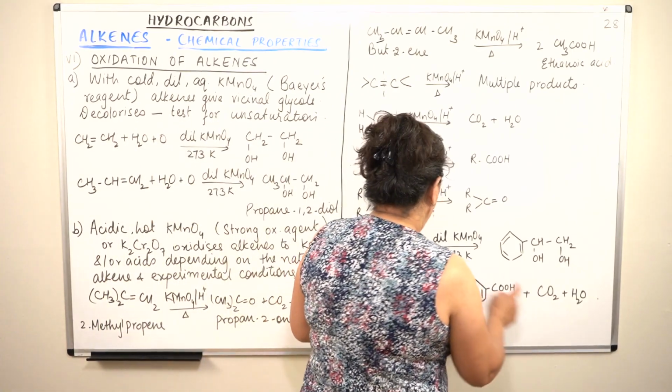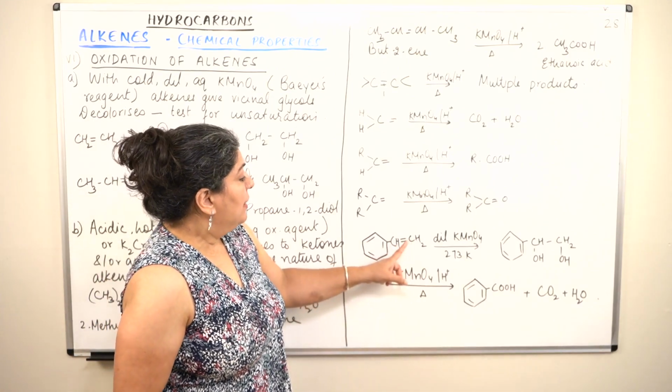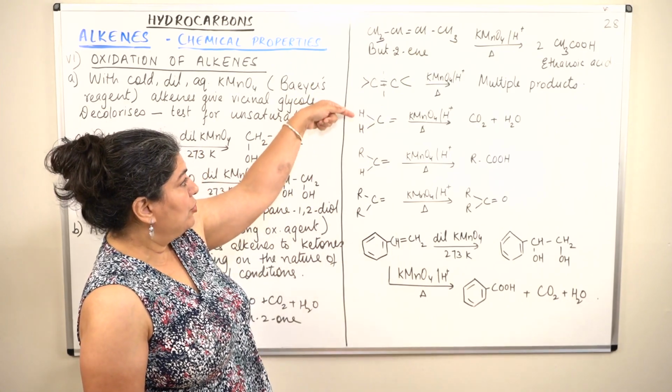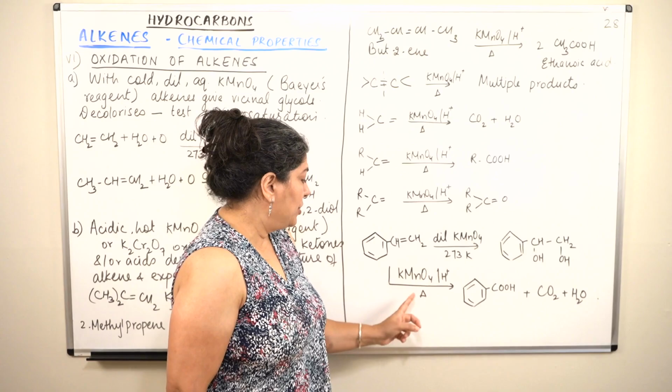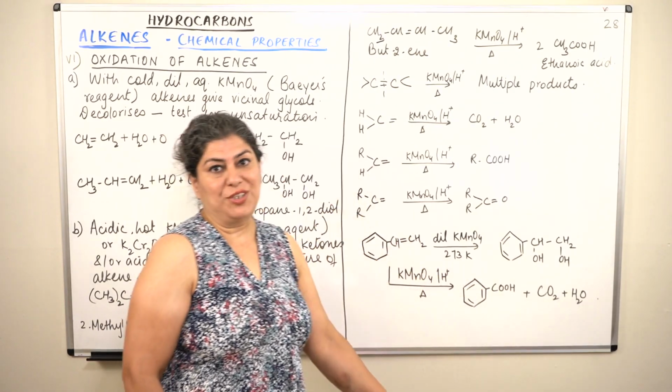And the second carbon, which was attached by the double bond, look at this here now. This is attached to two other hydrogens. If it is attached to two other hydrogens, what do you get? You get carbon dioxide and water. So what are the products that you get as a result of this carbon? You'll get carbon dioxide and water.